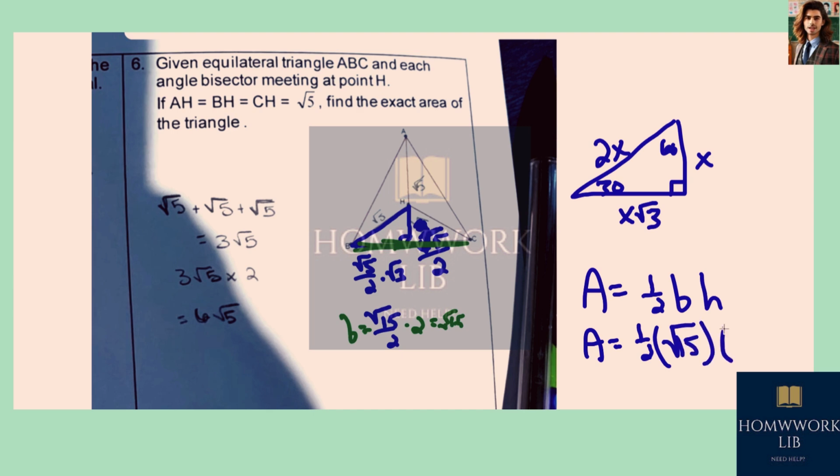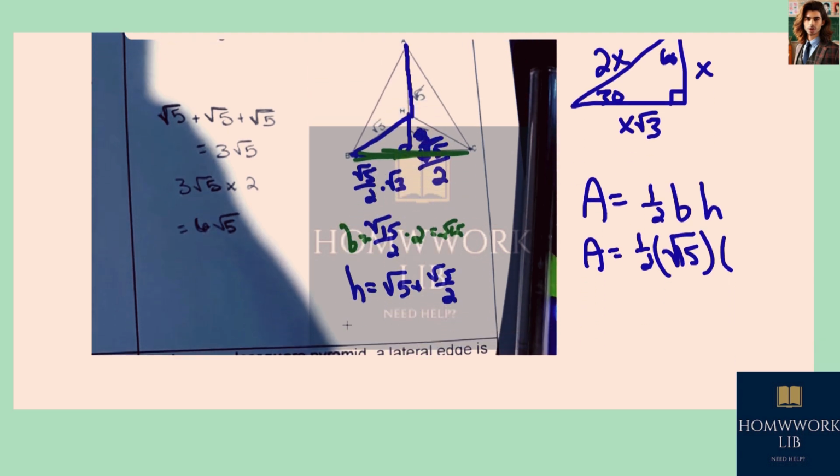And now the height of the triangle would be the square root of 5 plus the square root of 5 over 2, which would be 1 plus 1/2, or 3/2 times the square root of 5.